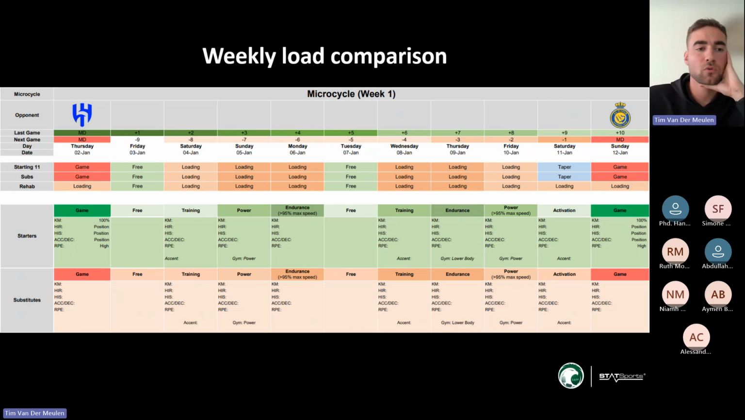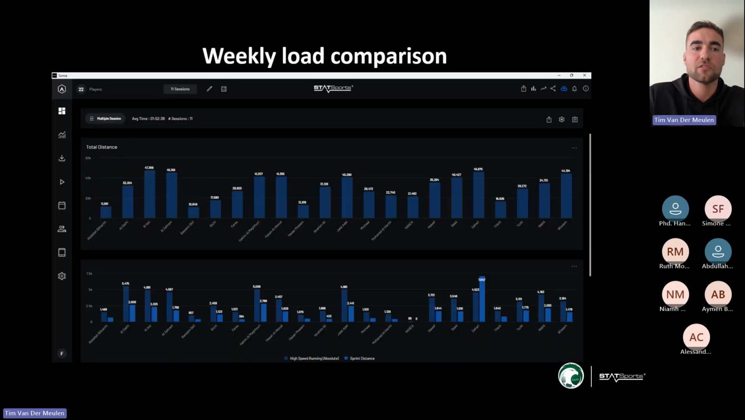You may also notice that I've created an extra row for the substitutes, because when the starting 11 plays every playing minute and the substitutes are not playing that much, they could lag behind in terms of physical load. And that's not what you want, because when a starter gets injured, you want the substitutes to be able to directly replace the starters.